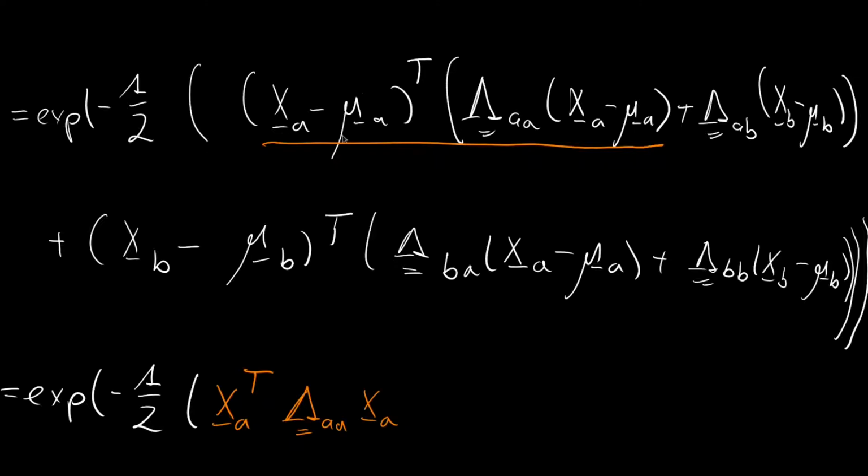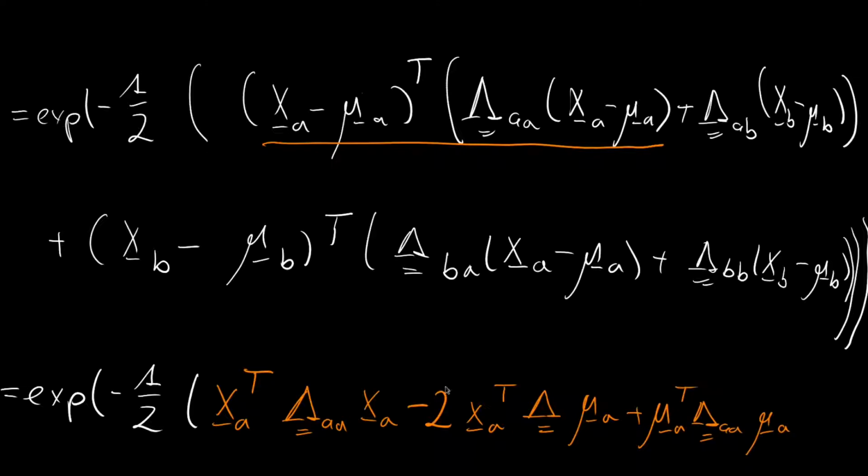And then since we have a quadratic form, so in essence we have both vectors at both ends which are identical, we get minus 2 times x_a transpose lambda_aa mu_a. And then we have the term that is in mu_a purely, so we have a plus mu_a transpose lambda_aa mu_a, and of course it needs a transpose here.